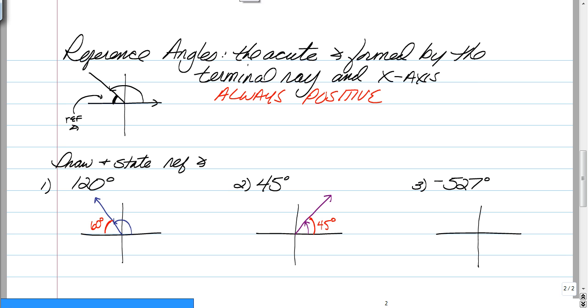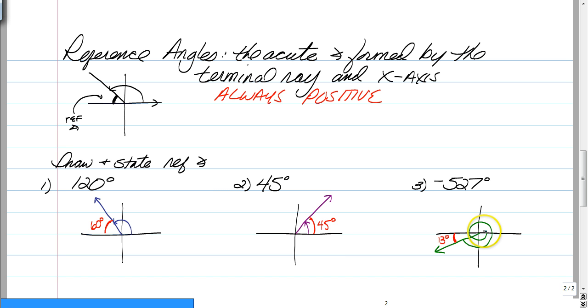And the next is negative 527 degrees. So I would like you to pause and see if you can first graph that angle of rotation and then state what is your reference angle of negative 527. Go. If you have a reference angle of 13 degrees, you are good to go.